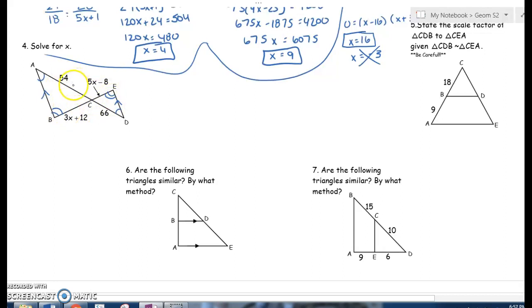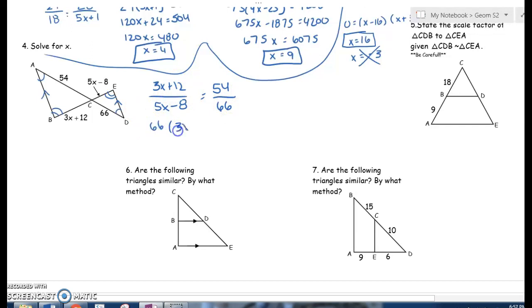So we can do something like 3x plus 12 over this side, 5x minus 8, will equal, and you've got to make sure we started with the triangle on the left, start with it again, 54 over 66. Number one mistake people make with this is they go 3x plus 12 over 5x minus 8, and then they put 66 on top of 54. Make sure you put the same triangle on the top for both and the same triangle on the bottom for both. All right, and then it's just a matter of cross multiplying.